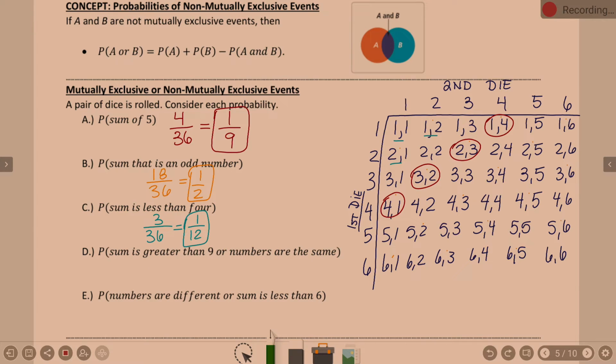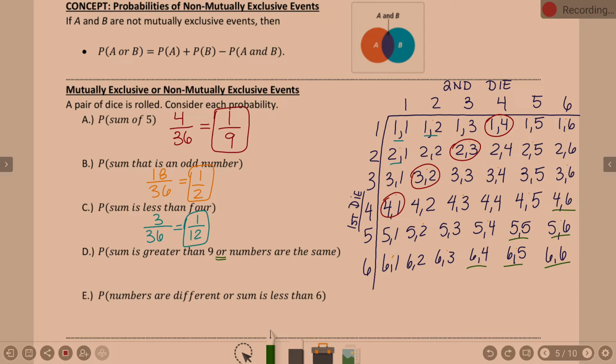Okay, now D. We've been working our way up to D and E. The probability the sum is greater than 9 or the numbers are the same. So what do we know about greater than 9? Everything past that little 5, 4, 4, 5 right there. It's got to be below that on the 6. 4, 5, 5, 4, 6. And yep, there you go. Same number. Are you guys seeing?